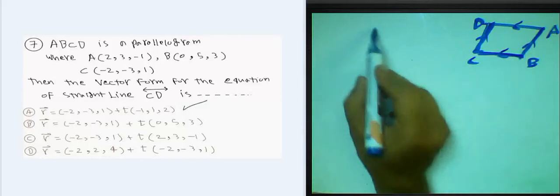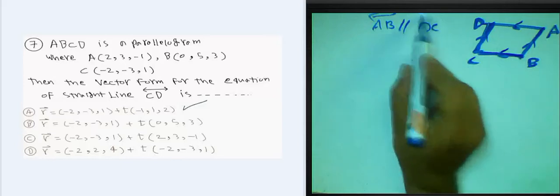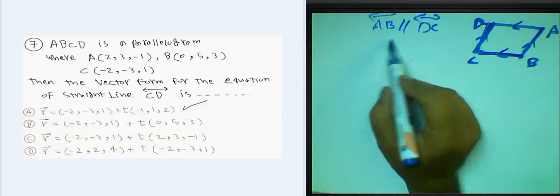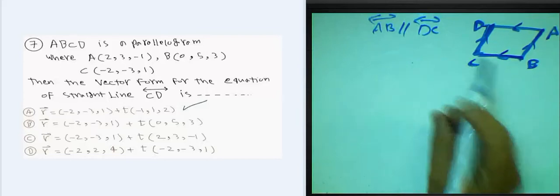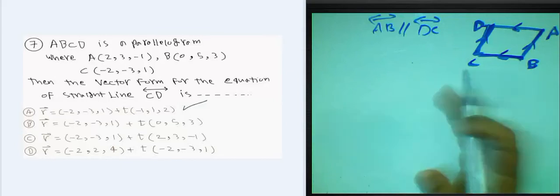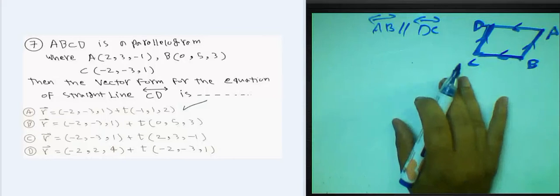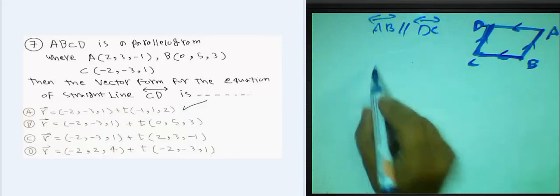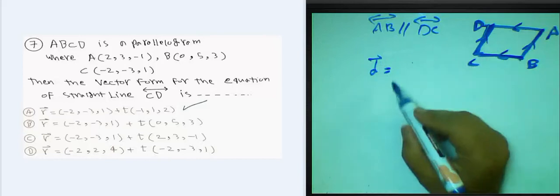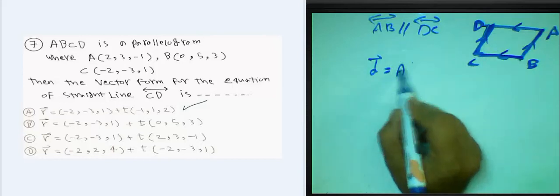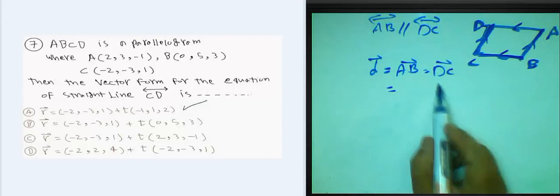We know AB is parallel to DC. Then the slope of AB equals the slope of DC. To find the equation of a straight line, we must find a point and a vector in the same direction. Okay, what is the direction vector of the straight line? We can write this equation: D equals this vector. It will be vector AB equals vector DC, because we want to find the vector DC.